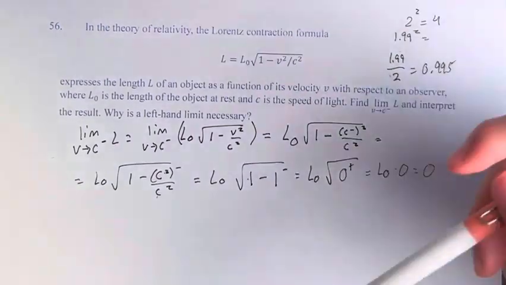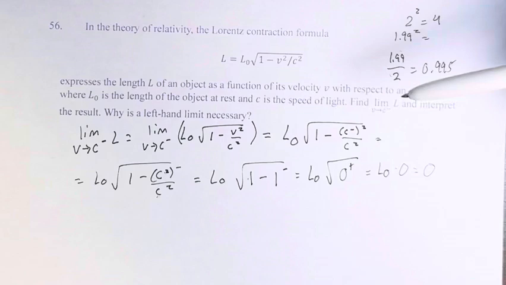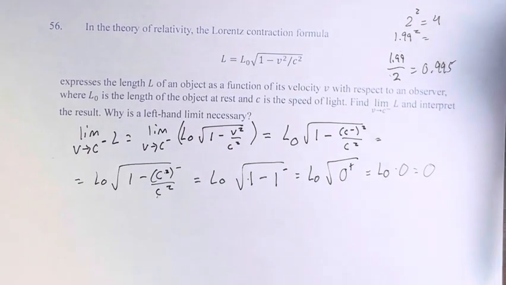So for the math reason and the physics reason, a left-hand limit is necessary, but we do know that the limit as v approaches c from the left of L is 0.